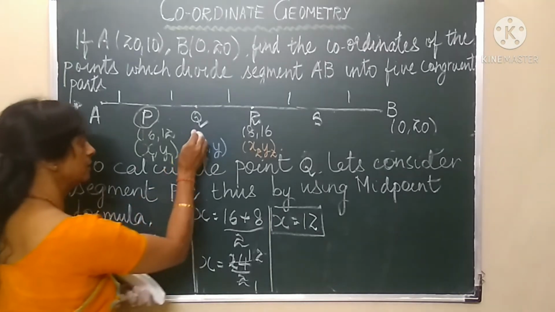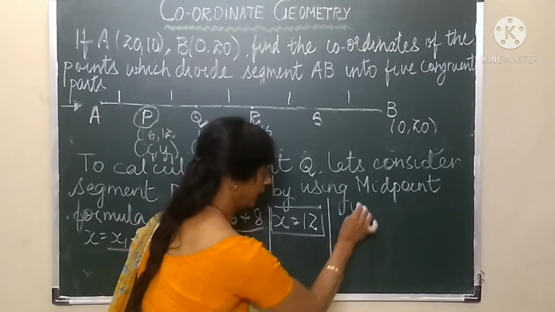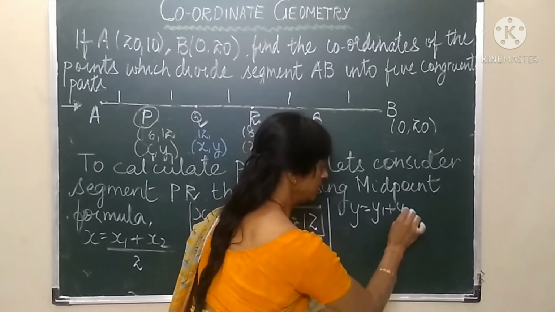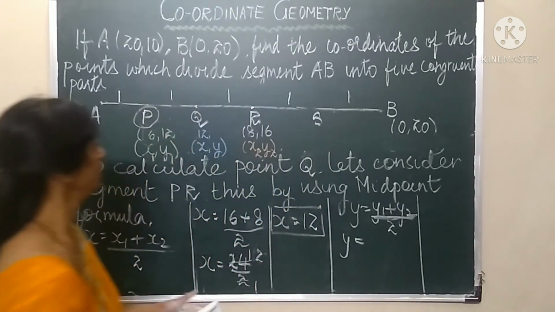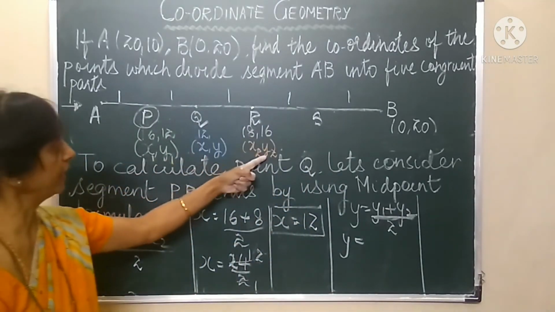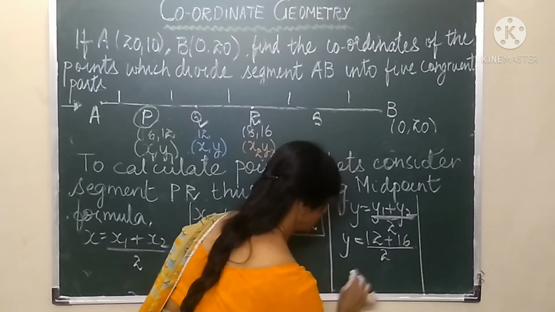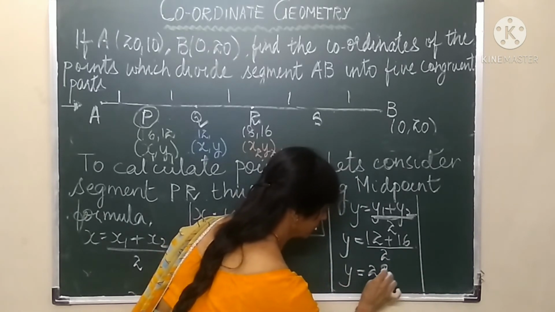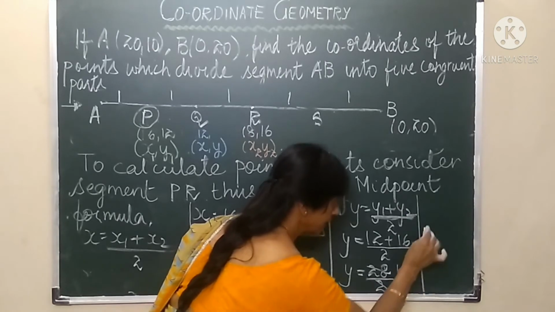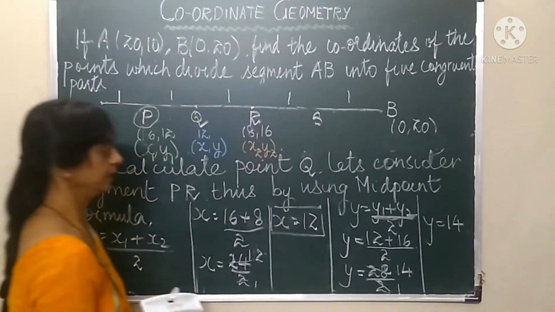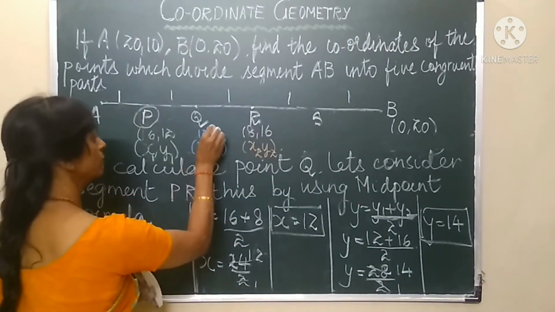Let's pen down the answer. Now y is equal to, again by using the midpoint formula, y1 plus y2 upon 2. So y will be equal to, let's check what is y1, 12. What is y2? 16. 12 plus 16 upon 2. So y is equal to 28, 12 plus 16 is 28 upon 2. Can it be reduced? Definitely. So y is equal to 14. Let's pen down the answer. Y is equal to 14.